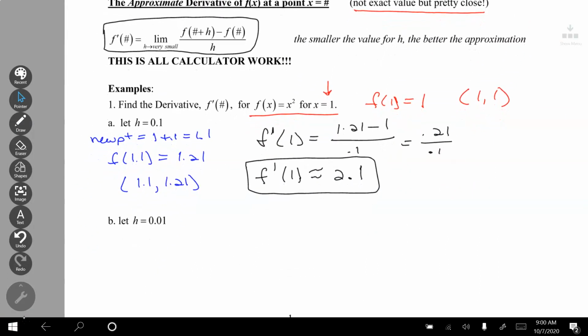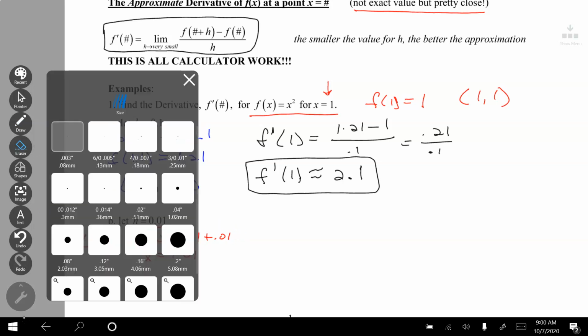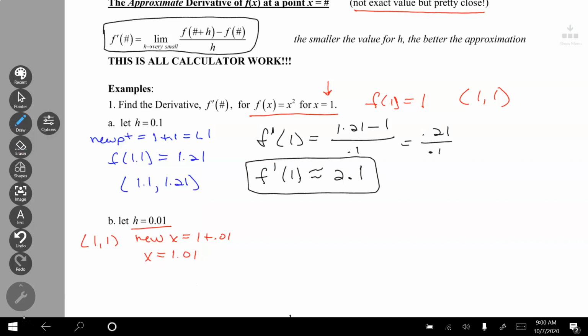Let's go to the next. I still have my point. I still have my 0.1, except now my new point I have is 1 plus 0.01, which is equal to 1.01. So now I have to do f of 1.01, and I plug it in the calculator. This is all calculator work. This is 1.0201.